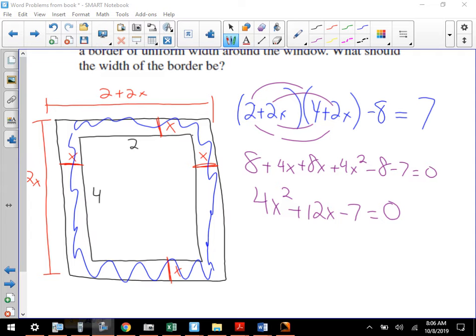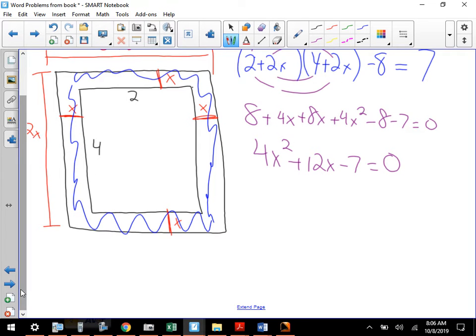All right. From here, what do we do? What times what is negative 28? 14 and negative 2. Good. So now you have 4x squared minus 2x plus 14x minus 7 is 0.